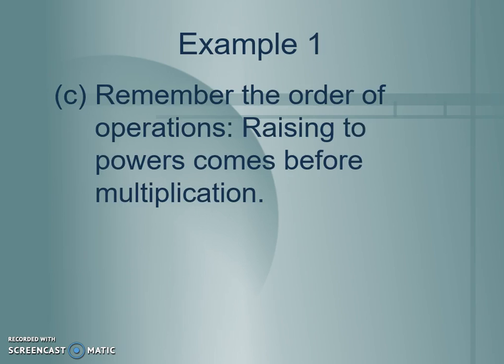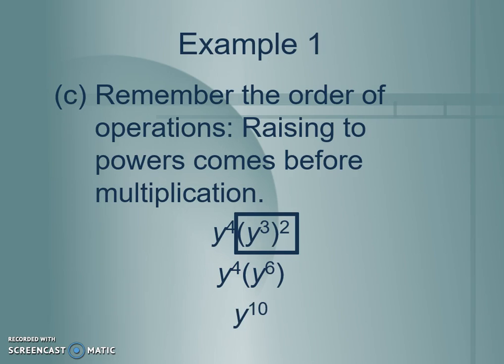And 1c says remember the order of operations. Raising to powers comes before multiplication. So we start off with y to the 4th times y to the 3rd, which is taken to the second power. So we're going to have to start off with our power of our exponents first. We'll do our multiplication because of our power property. So 3 times 2 will be 6. So we end up with y to the 4th times y to the 6th. And then we can use our product property, and we can add those, and we end up with y to the 10th power.